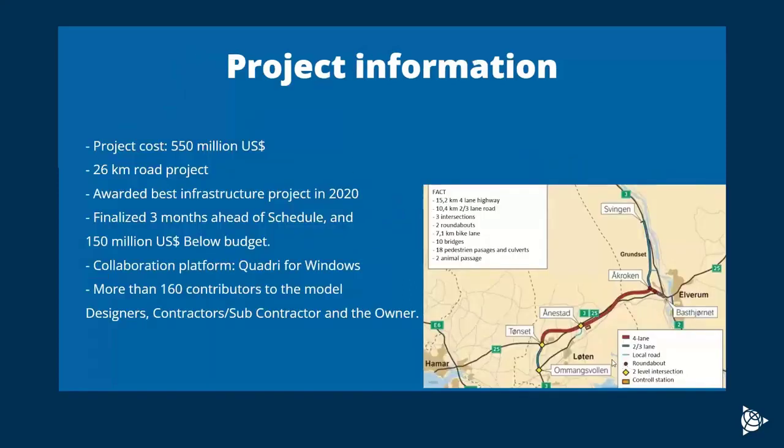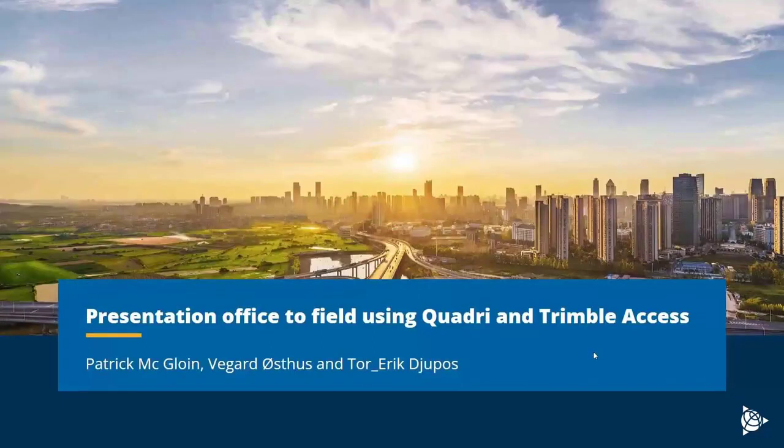So to the project that we're going to use for our demo. This is recognized as quite a successful project, a major road project in Norway. And its success is based on two factors. One is that it was finished ahead of schedule. And two, that the cost of the construction was $150 million below budget. And much of this can be contributed to the fact that they were using a BIM model during the whole process. And now over to our demo.